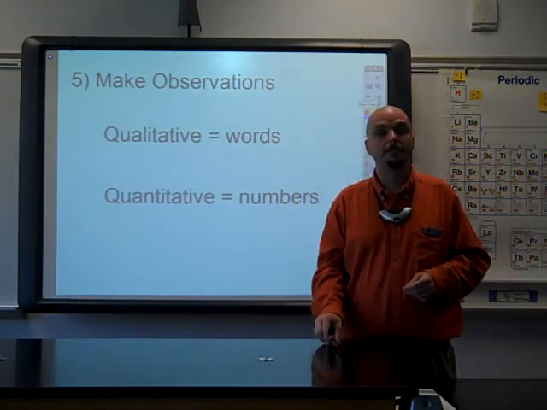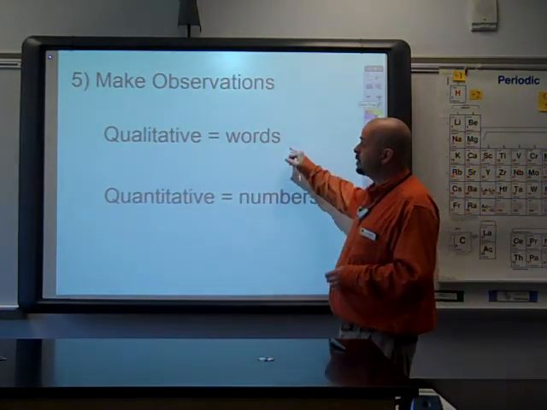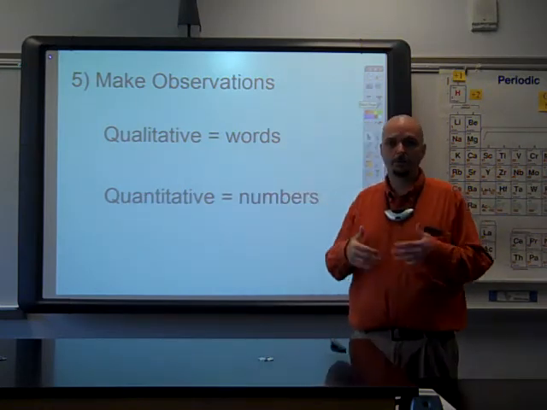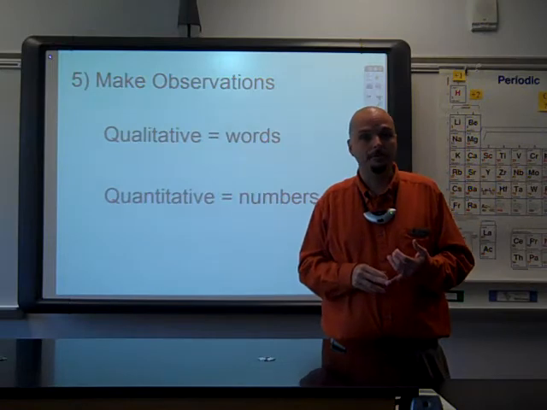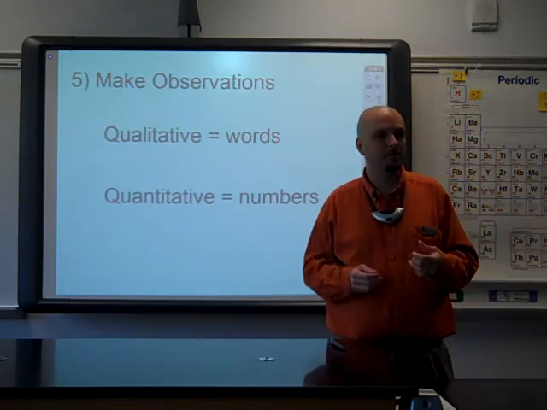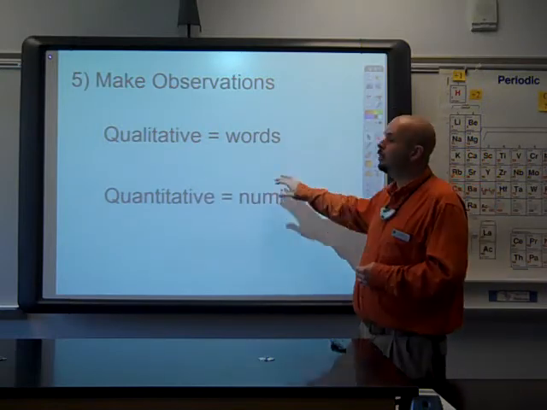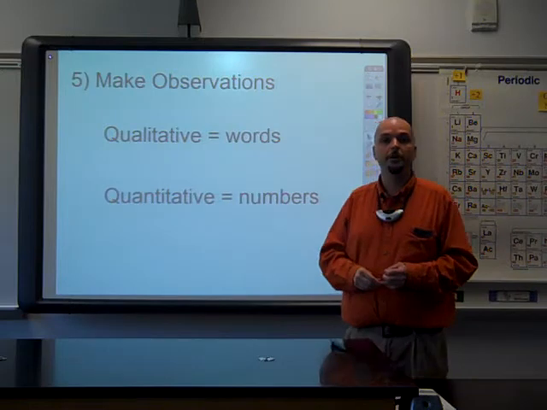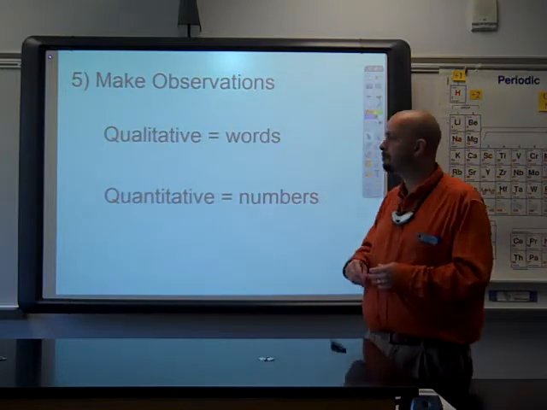The fifth step is to make observations. Those observations can be qualitative or quantitative. Qualitative are describing things using words, like colors, red, green, blue. Tall, small, textures like rough and smooth, hot and cold. Those are qualitative observations. Quantitative observations are numbers, measurements, and counts.